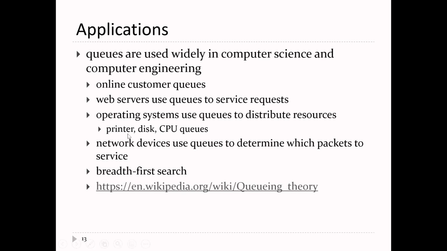You might have a bunch of people trying to access a printer, and all of those requests go into a queue. Same with your disk, same with the network, same with anything else on your computer. The operating system has queues for all of these services. Breadth first search is an example of a queue. There's actually a whole branch of mathematics devoted to queuing theory, believe it or not.